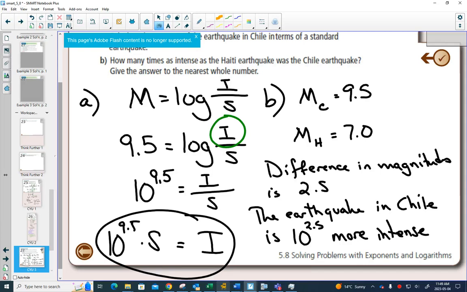If you get other formulas like that, you're going to get one with the pH scale, one with decibels. You will have to do a little bit more work. But for earthquake questions, you can just figure out what the difference is and solve it that way.